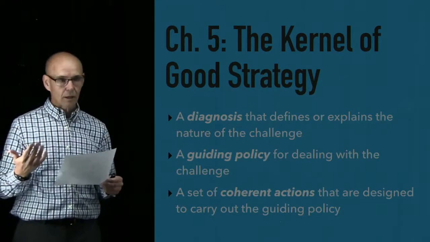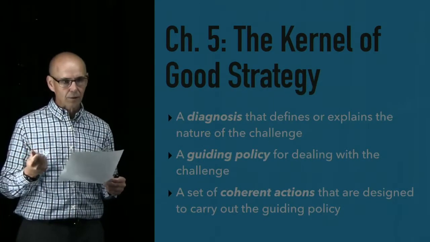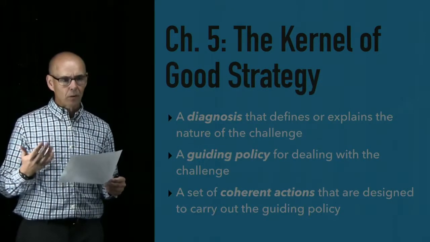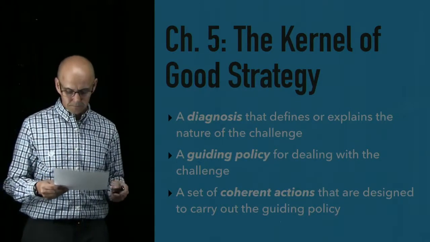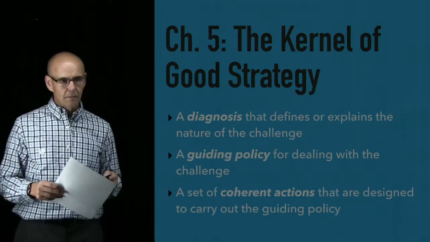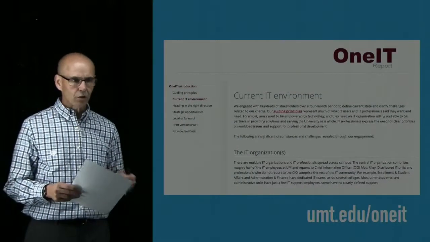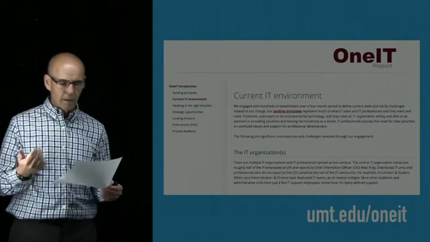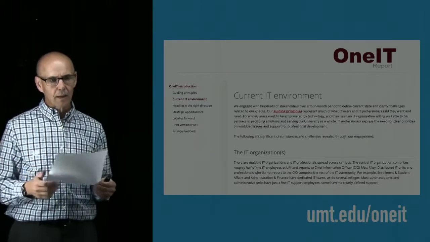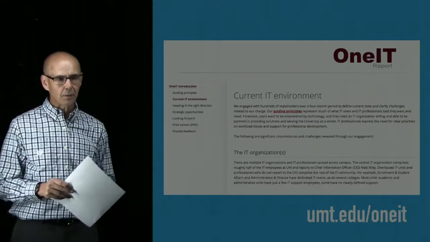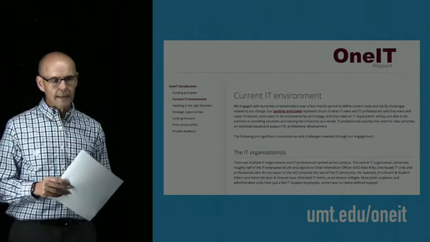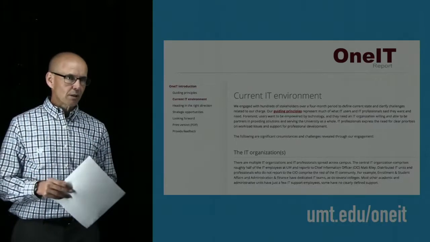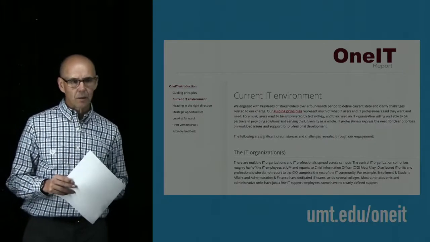And again, just like having a really good diagnosis, he talks about this set of coherent actions itself being a possible strategic advantage for an organization. So the example that I was involved in that I wanted to share has at least some elements of this kernel. It was a process that I co-led last year with a team of about 12 people on campus. The project was called One IT. It was basically an effort to reimagine the delivery of IT services at the University of Montana.